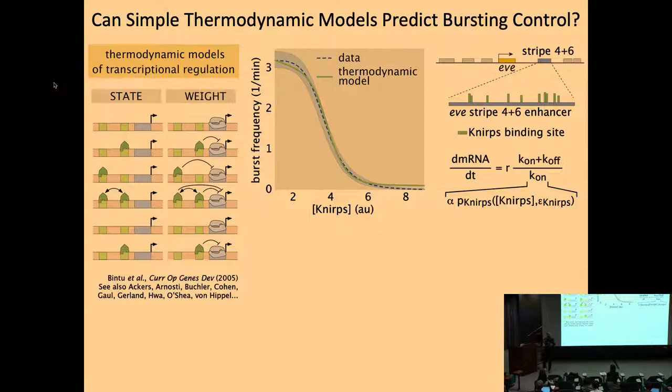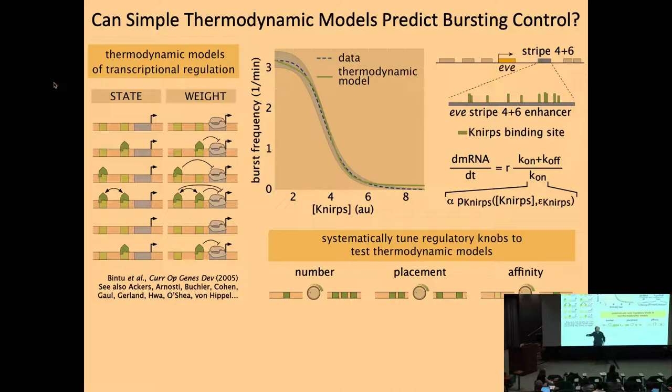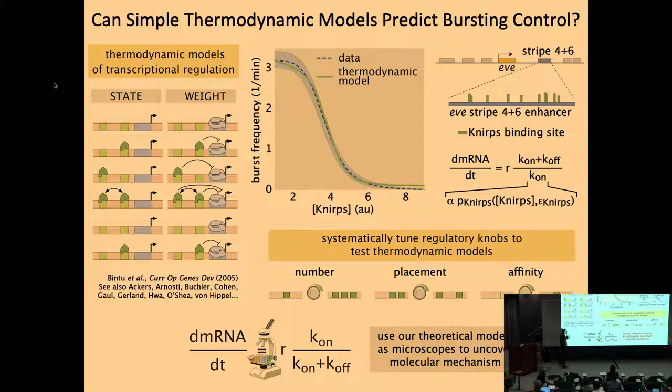And we can probably repurpose these models now to figure out how this probability also controls burst frequency by tuning the number, placement, and affinity of transcription factor binding sites. And very much, not just use it to reach a predictive understanding of the transcriptional control, but also use it as a microscope to start getting a molecular handle on what is going on under the hood in these gene regulatory networks.